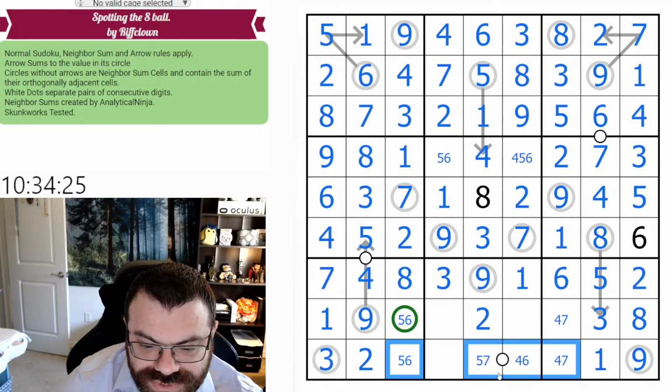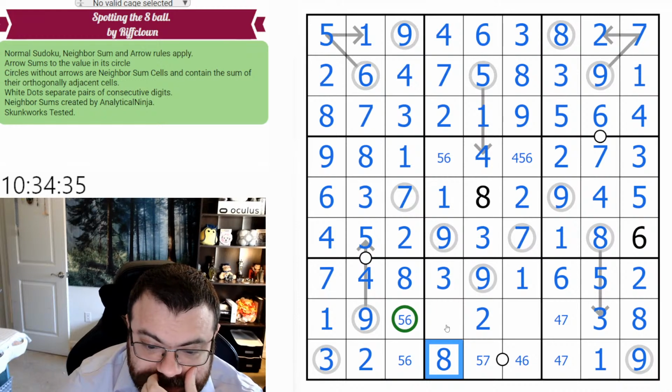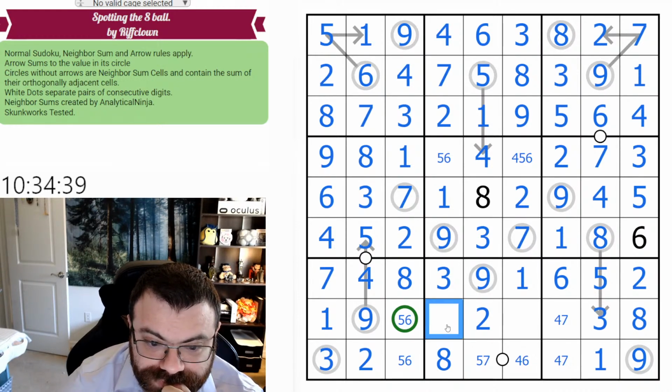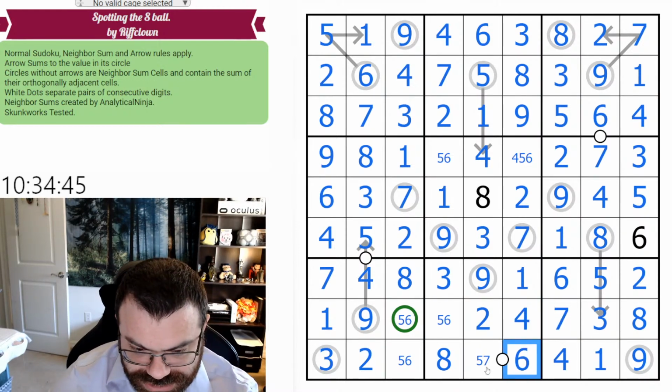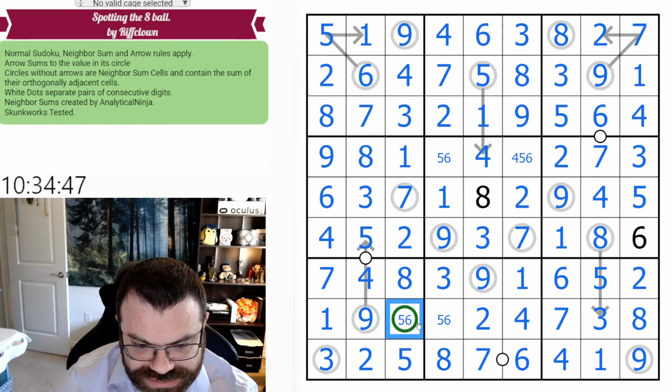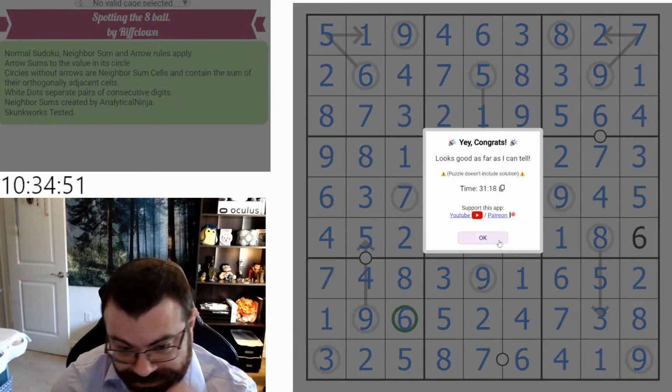So what's missing here? We have 1, 2, 3, 4, 5, 6, 7. I'm missing an 8 in this row. That goes here. This is a 5, 6. So this is a 4. Oh, so that's 4, that's 7, that's 4. 6, 7, 5, 6, 5, 6, and 5.